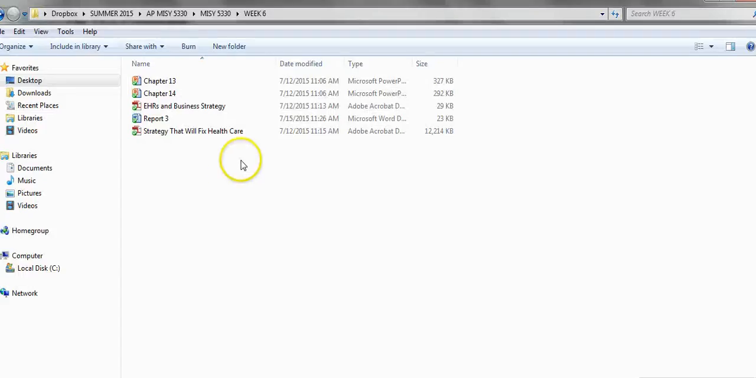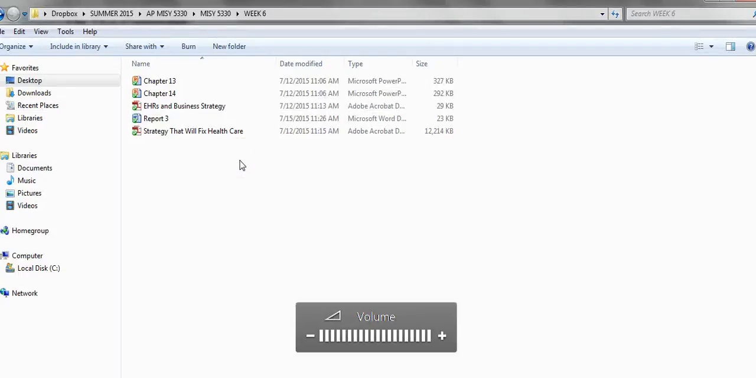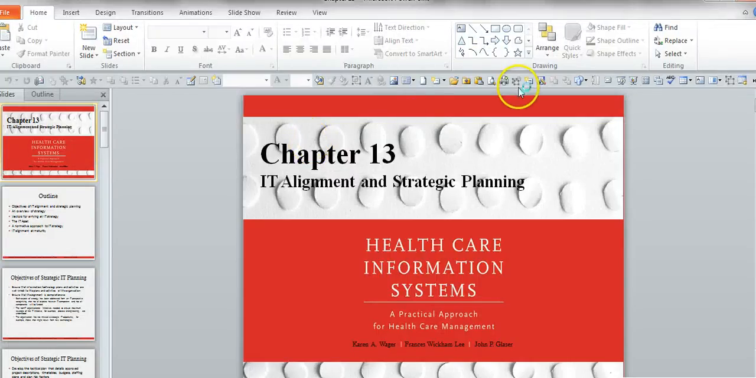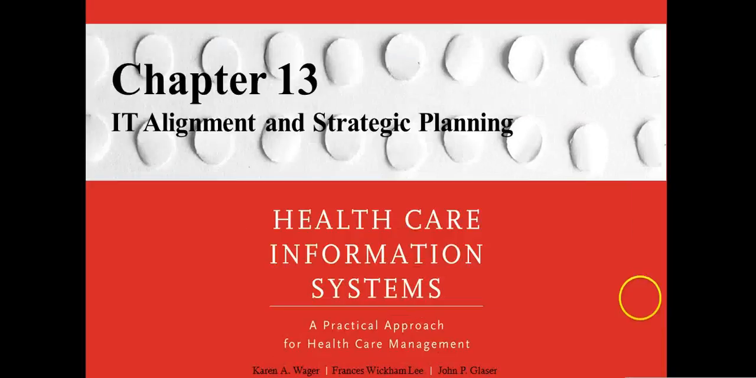Okay, folks, so this week we are looking into two chapters, chapter 13 and chapter 14. Chapter 13 is IT alignment and strategic planning.